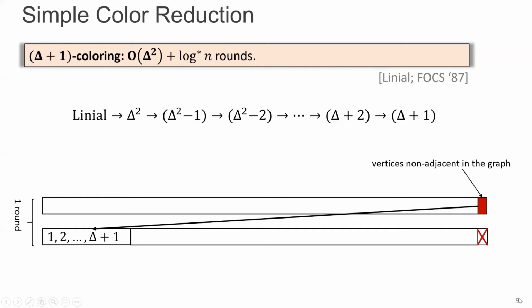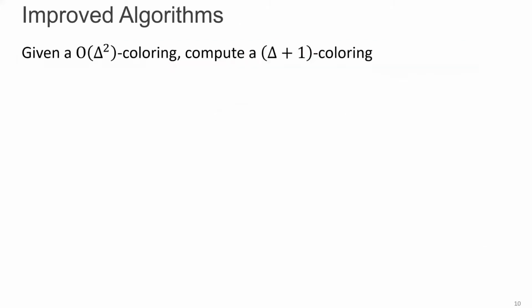Because the vertices of each color class are independent, they can just recolor themselves by picking the color not used by any of the already colored neighbors, from the range 1 to delta plus 1. So Linial's algorithm gave an order of delta squared plus log star n round algorithm for delta plus 1 coloring. And people were not happy with this because it's pretty slow.